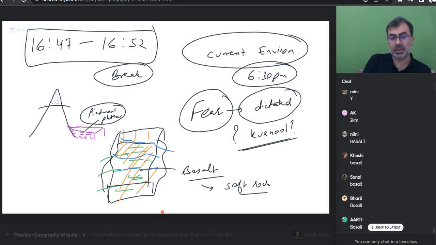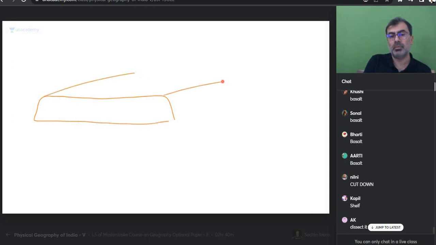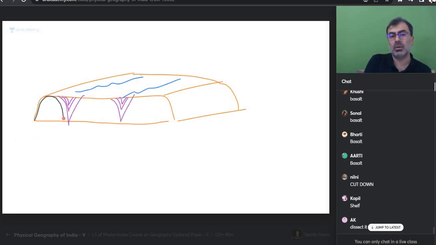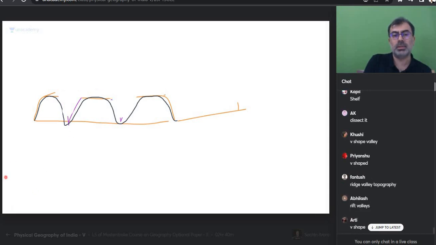The rivers, everyone please pay attention. If this was the basaltic plateau, rivers that originated from here cut this because it was easy to cut. They cut like this, cut deep, and cut deeper and deeper. So today how does it look? All this is gone now. It is no longer there.